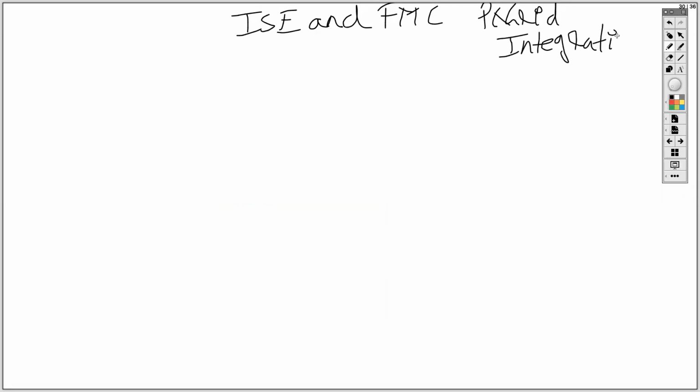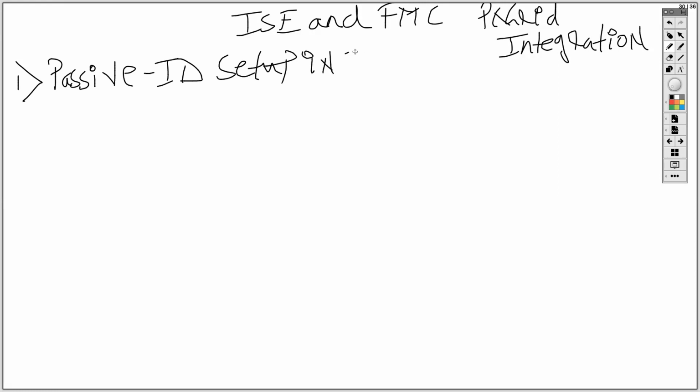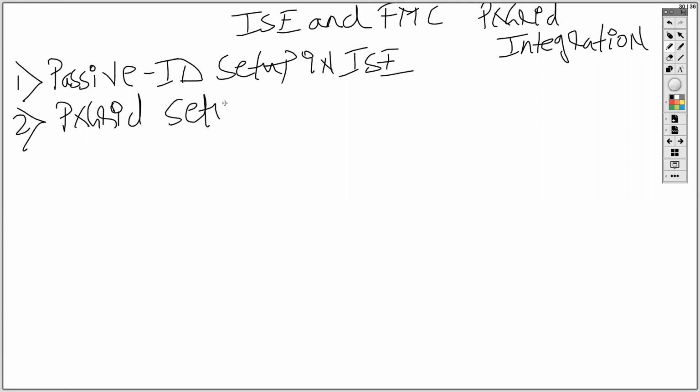Let me write it down. So the first step will be to set up, let's say, ISE FMC pxGrid integration. So step number one is going to be passive ID setup in ISE. Step number two is pxGrid setup in ISE.